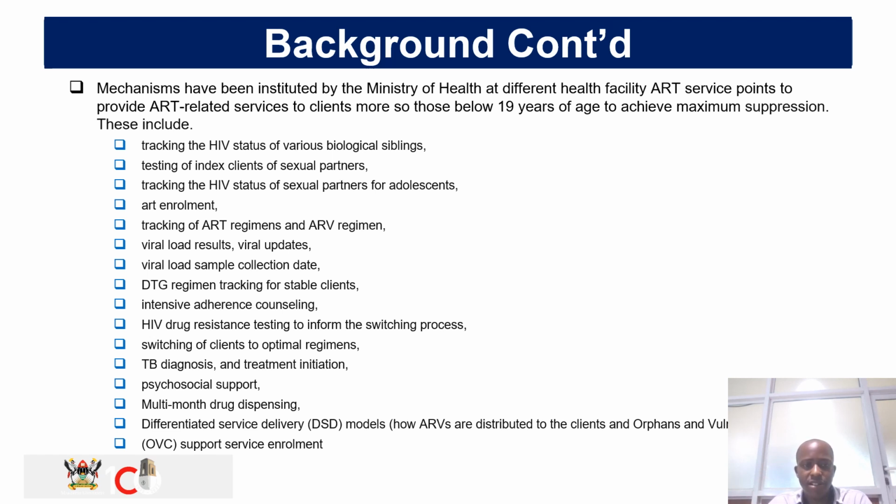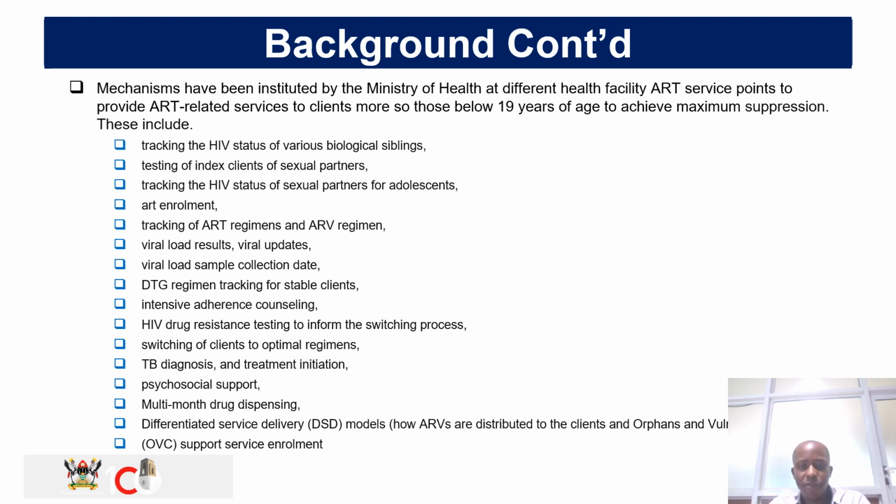HIV drug resistance testing is done when the health workers need to find out why the patient is not suppressed, so that they are able to make an informed switching process. Switching of clients to optimal regimens. TB diagnosis and treatment is important because HIV patients are more prone to other illnesses like TB and cancer, so they have to diagnose these patients, and if they have a TB case, they have to be put on treatment. Psychosocial support, multi-month drug dispensing. These are just cohorts of months for clients. Maybe they want to take drugs for 3 months or 6 months.